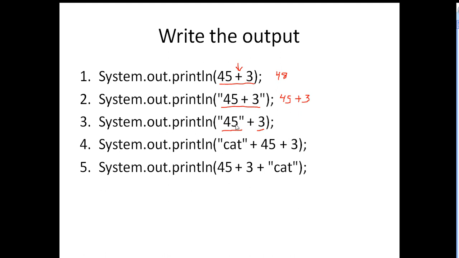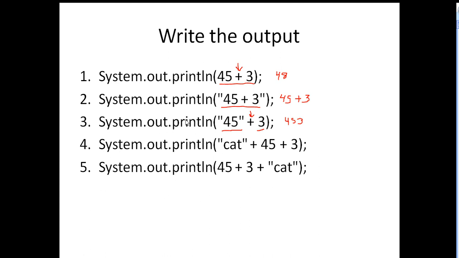Now you can't add a string and numeric data. It's like saying 5 plus pens is something. You can't add those together. So that's where this becomes a concatenation operator. So it's joining together a string and numeric data. So that's why it's 453.